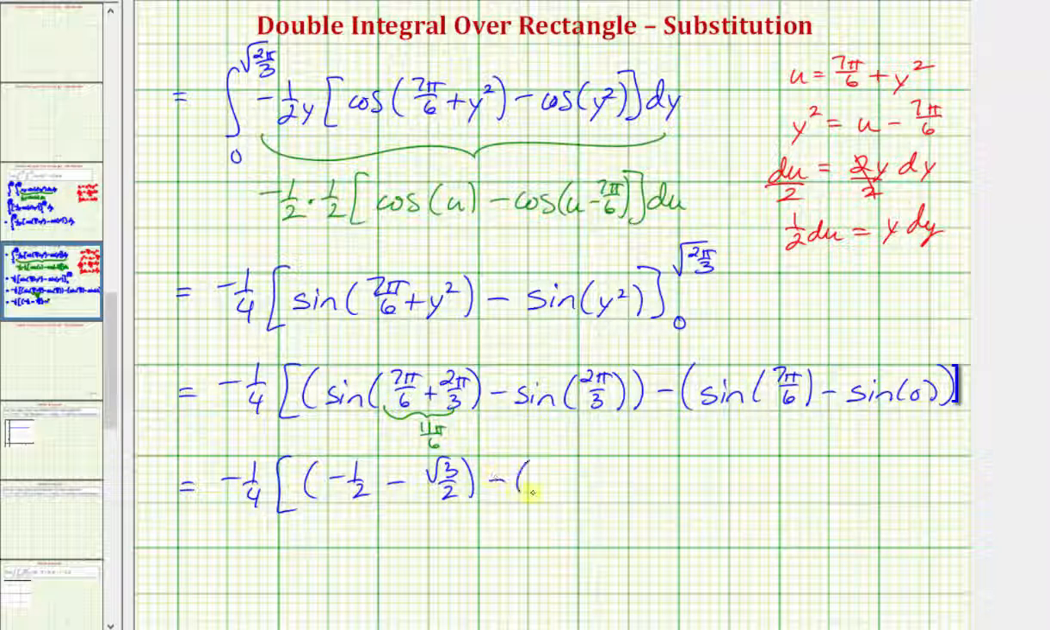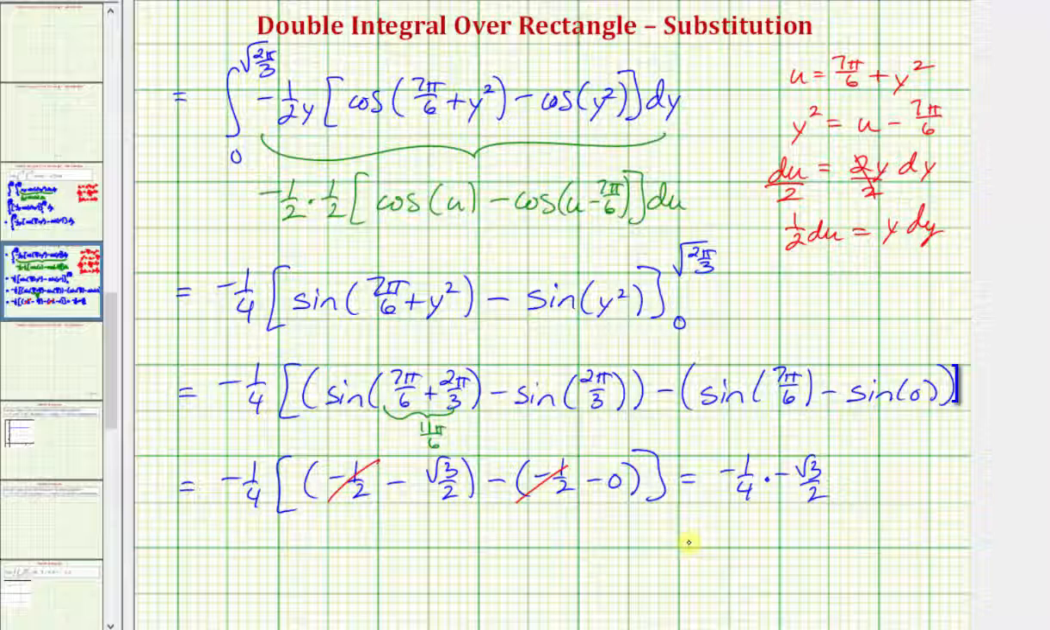And then we have minus sine 7 pi divided by 6, which is equal to negative 1/2. And sine of 0 is 0. So notice here we have negative 1/2 and then minus negative 1/2, which becomes negative 1/2 plus 1/2. So these two terms simplify to 0. So we're left with negative 1/4 times negative square root 3 divided by 2, which gives an exact value of positive square root 3 divided by 8, or as a decimal approximation, approximately 0.2165.